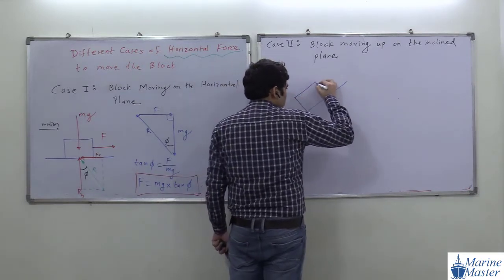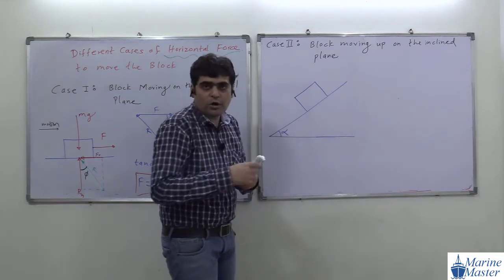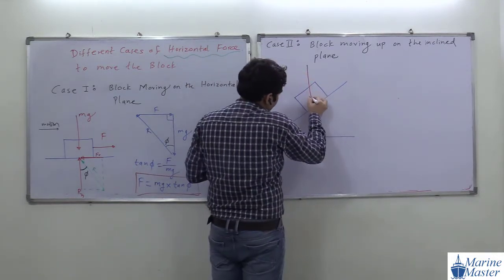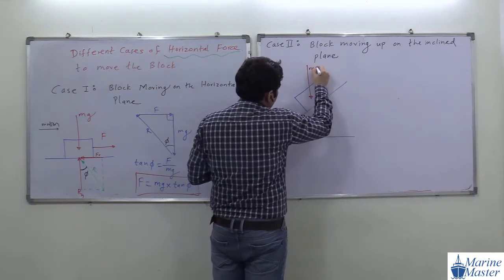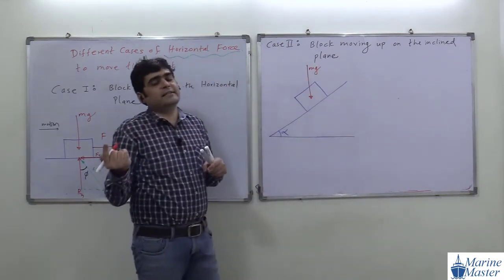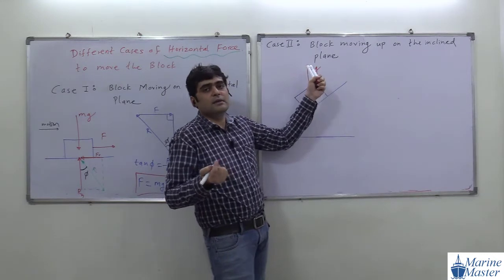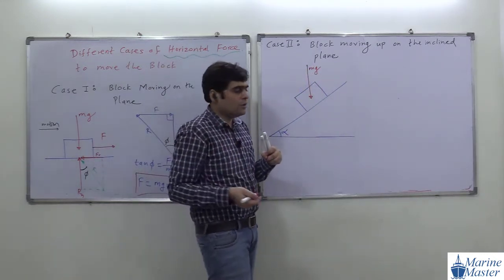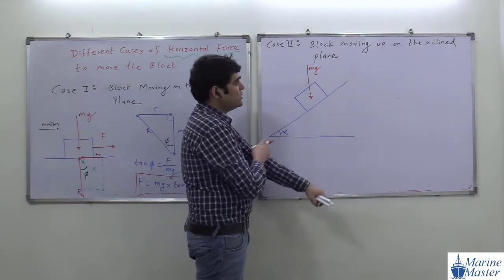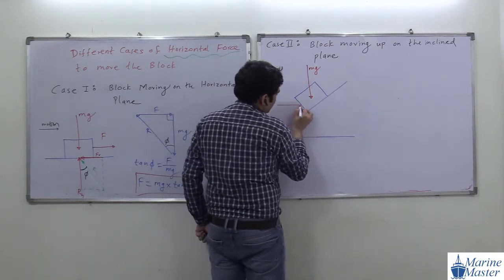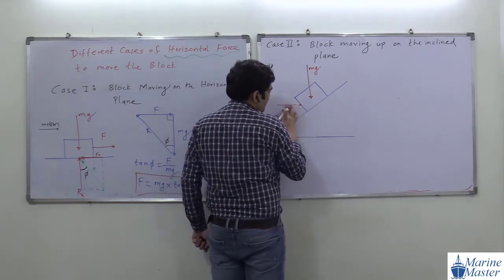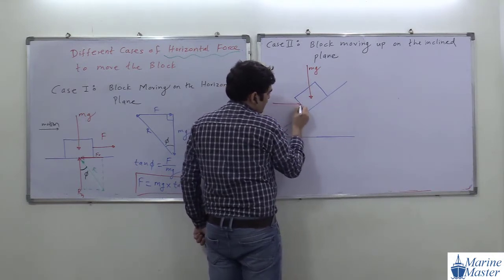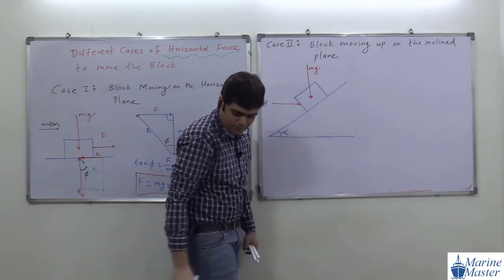How much is the weight of the block? Weight of the block is mg. M means mass, G means acceleration due to gravity. If you multiply mass by G, we will get weight in Newton. Then we are applying a force. We can apply force F like this also, no problem for us.